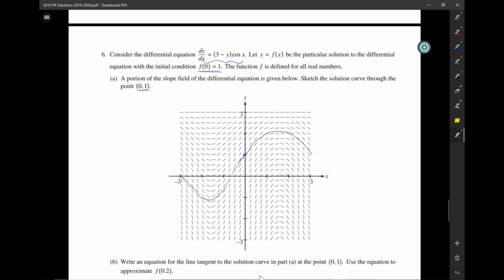Okay. Does it look like it's going more down? Let's see. Let me do this here.